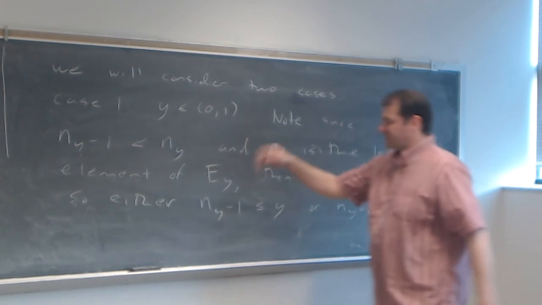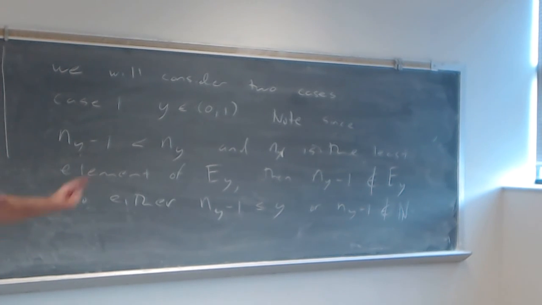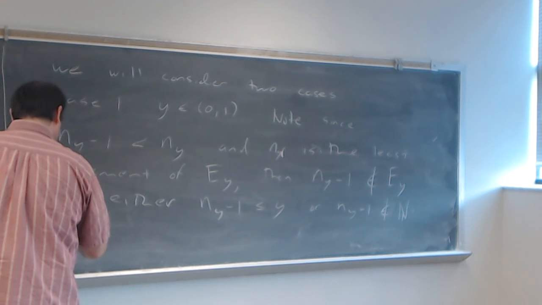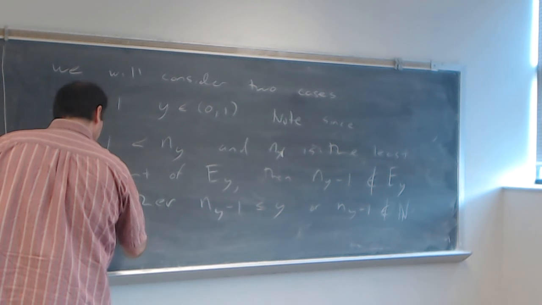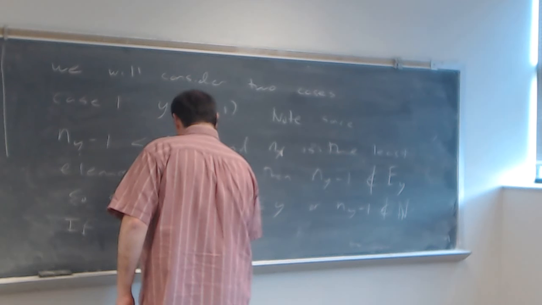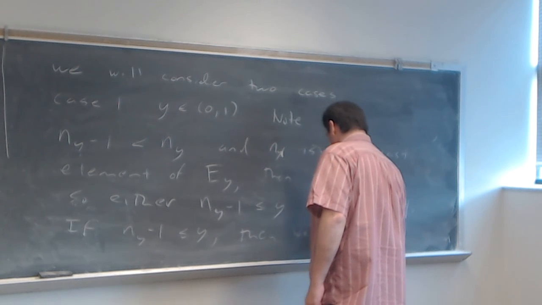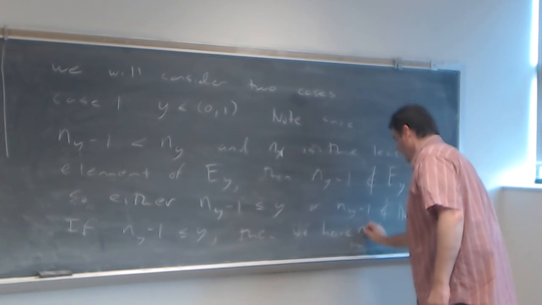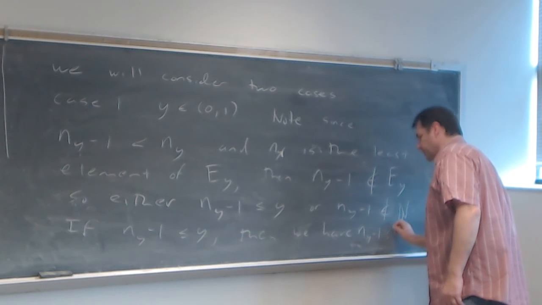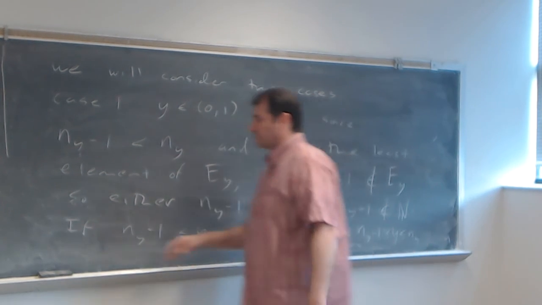You know, I don't think I have to have this case 1. I don't think this is what I need. I think I'm going about it fine. I'm going to erase this in a second. I'm sorry. Okay, if n sub y minus 1 is less than or equal to y, then the statement is true. That is, we have n sub y minus 1 less than or equal to y is less than or equal to n sub y. Not just less than. And we're done. Okay?